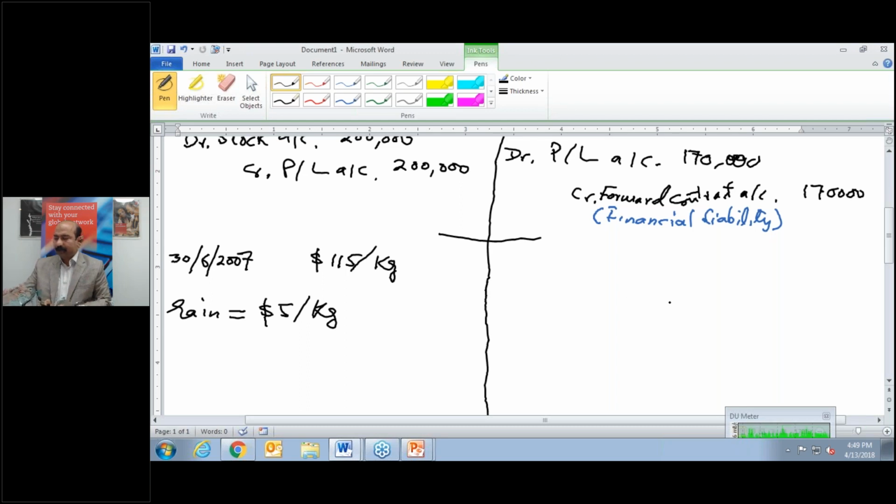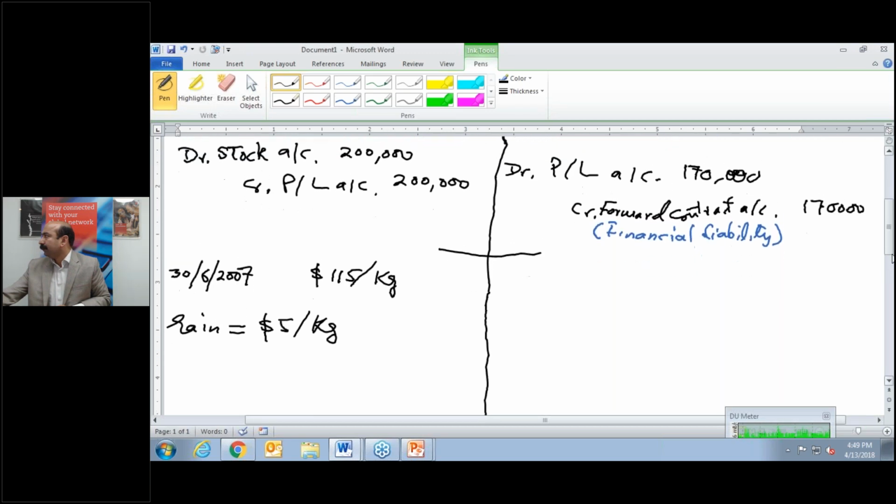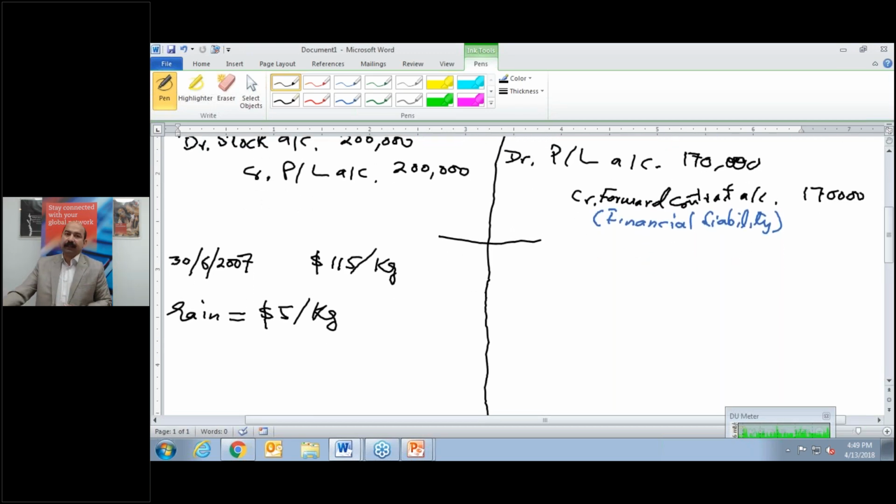Okay. And similarly, here we can see that the rate is now, because on the date of settlement, on the expiry date, the spot rate and the future rate both become the same. So on this date, the rate of the future will become 115, at which we can close this future.